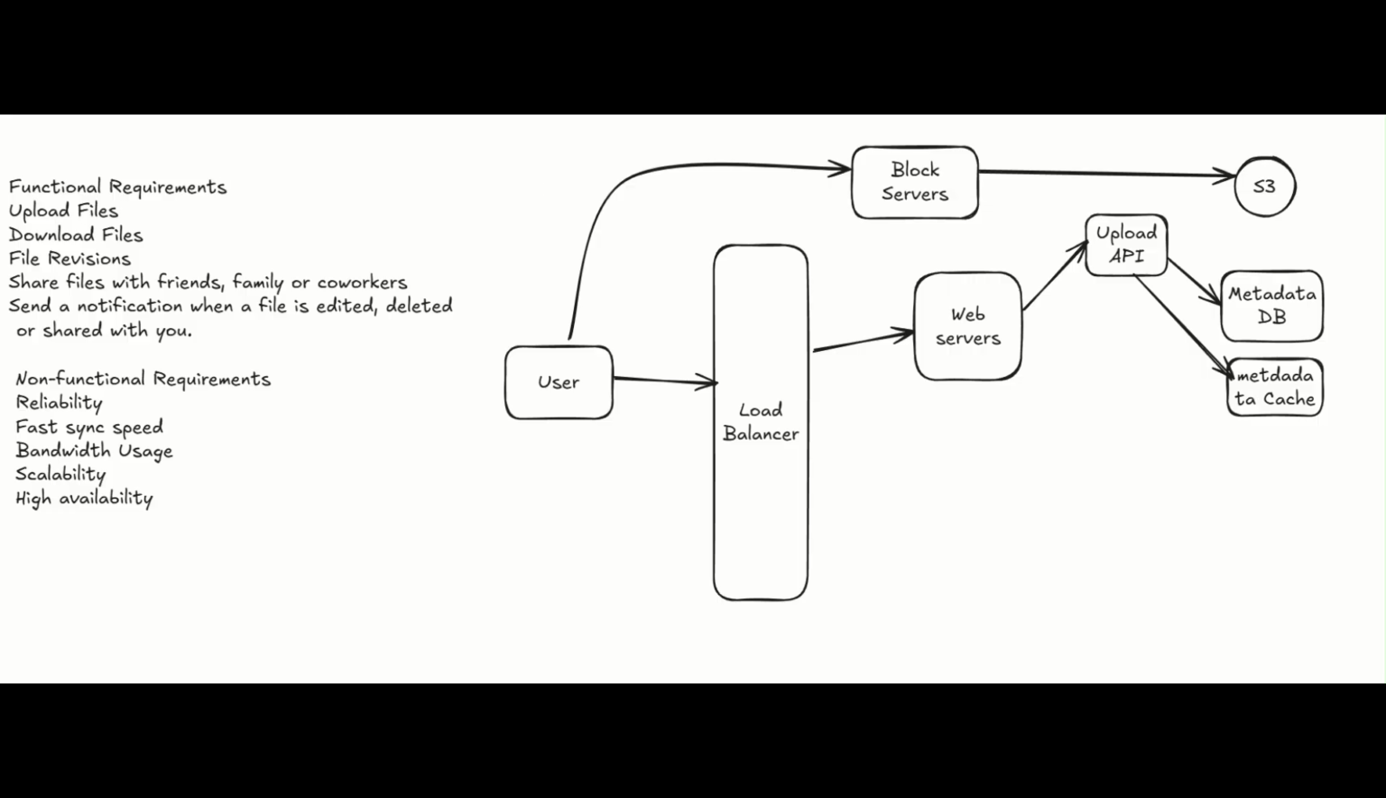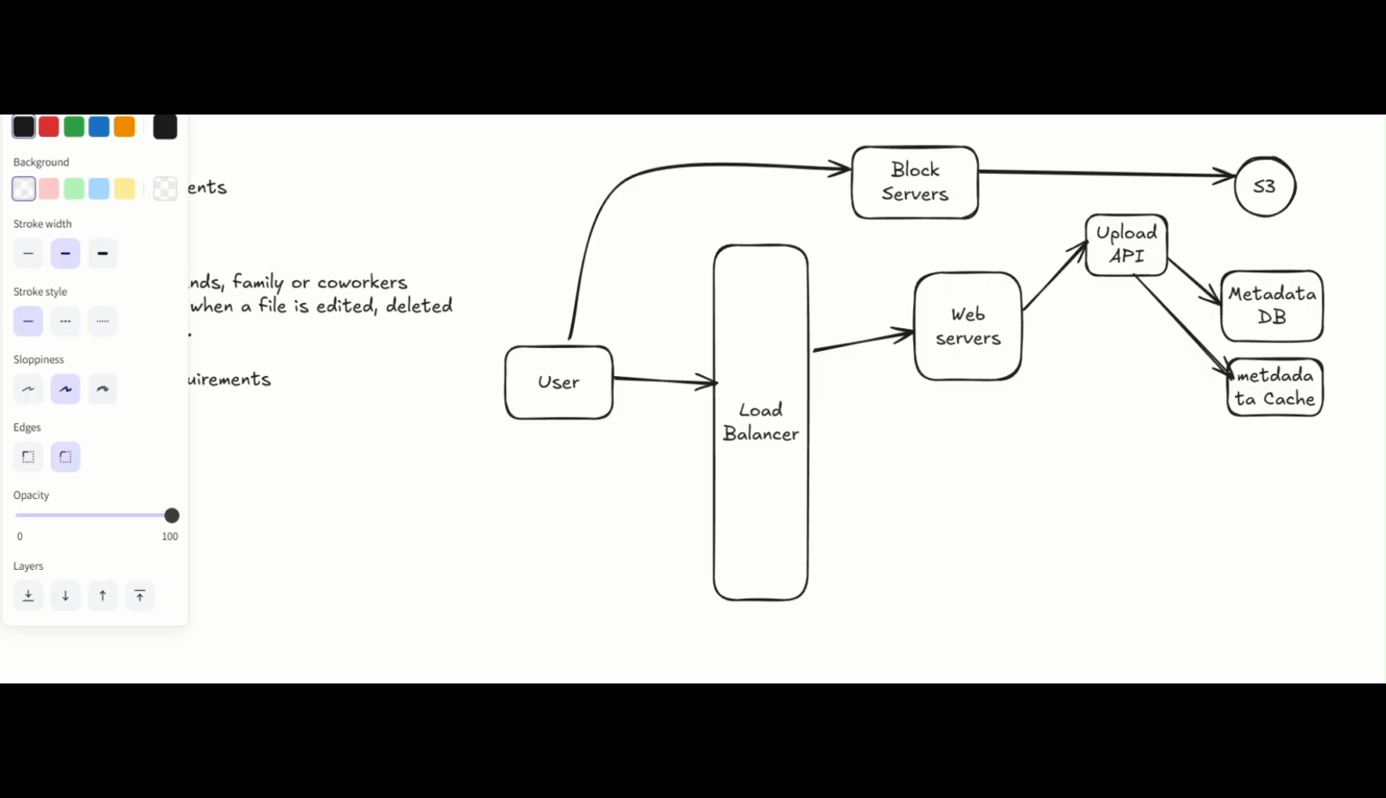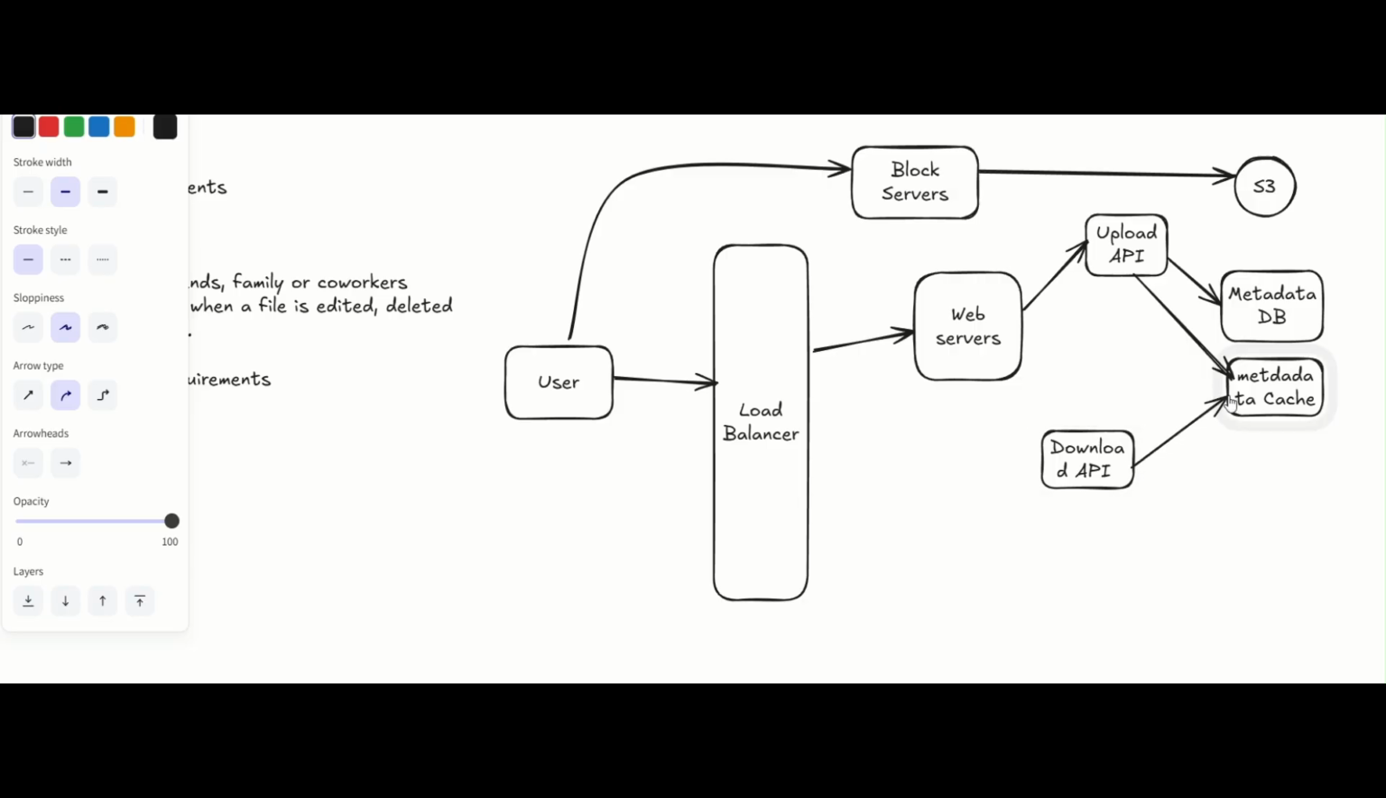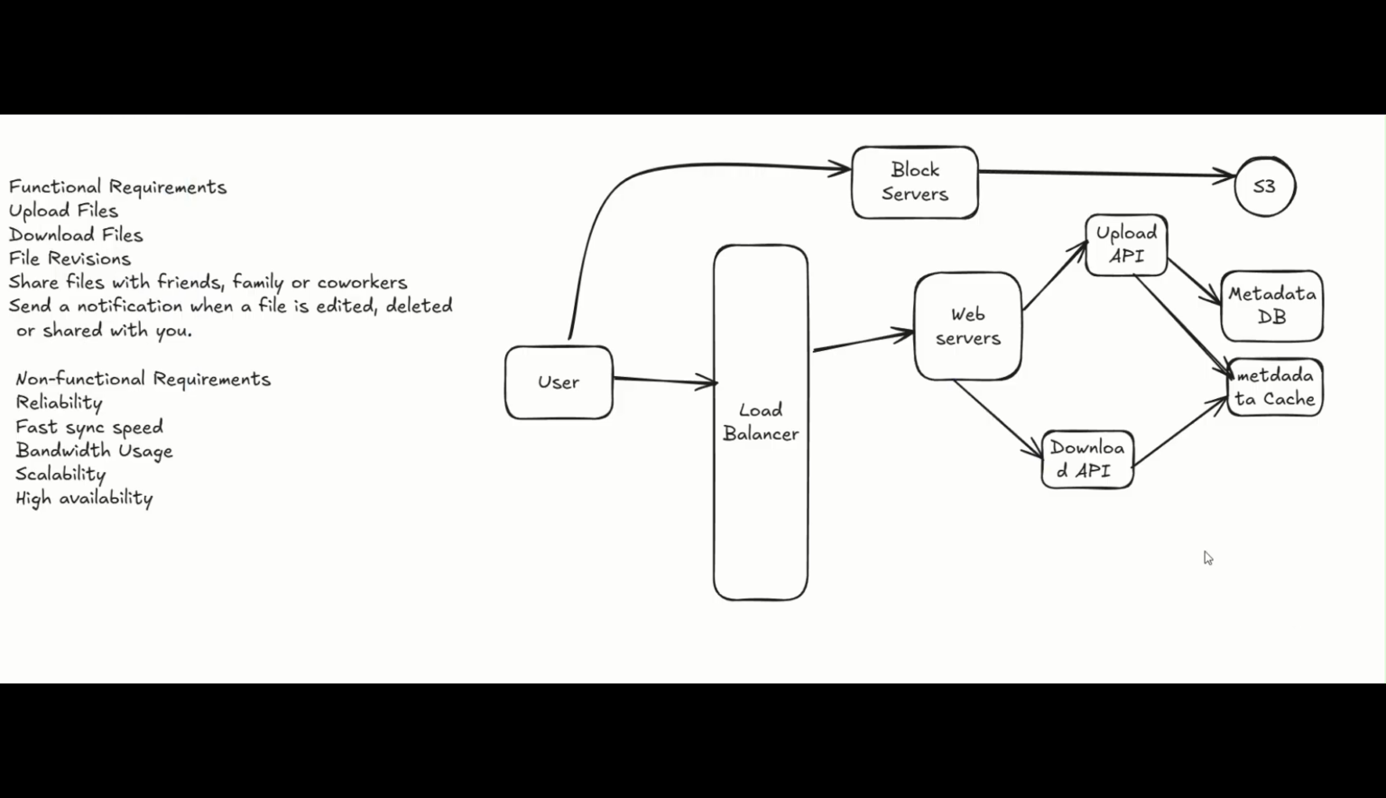Now next, which is download files. In download files, when users come on the site and try to download a file, the request will go through the load balancer. The load balancer will send a request to the web server, and the web server will send a request to the download API servers. The download API will query the metadata cache first. If the data is available in the metadata cache, it will retrieve the data from the cache and send it back to the web server and to the user. This is how the download API will work at a high level.